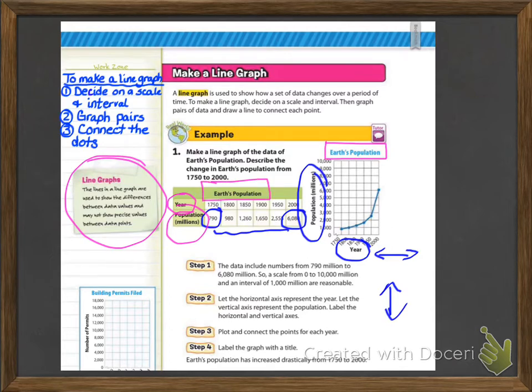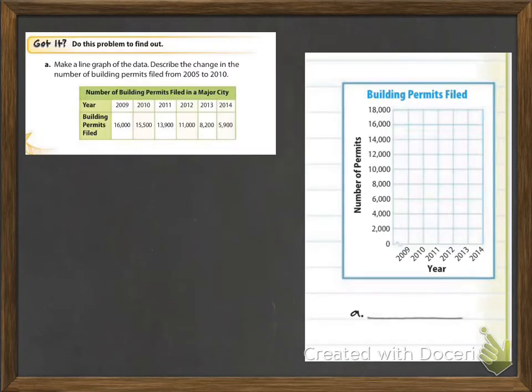So now it's going to be your turn to go ahead and try this. So what you need to do here is go ahead and pause your video in a moment. You're going to make a line graph of the data that's included in this data table. You're then going to describe the change in the number of building permits filed from 2005 to 2010. All right, you guys, go ahead and pause your video.